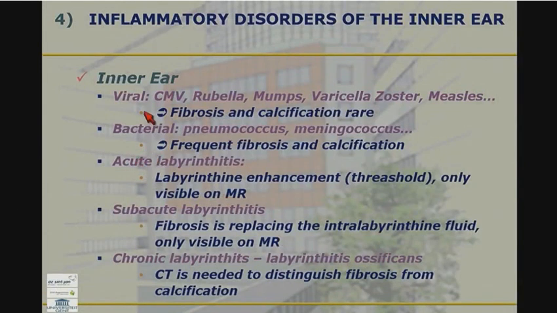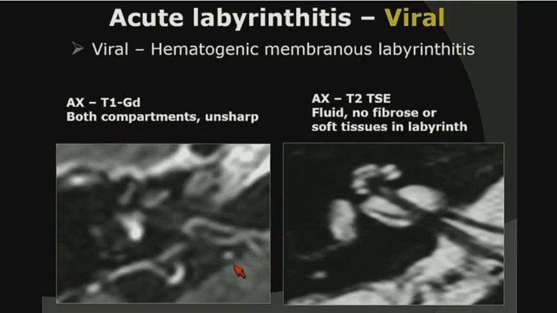If we have infections in the inner ear, they can be viral. These ones do not get fibrosis or calcifications, or they can be bacterial, pneumomeningococcus. They calcify and give fibrosis. And you have acute ones, where you have only enhancement, subacute fibrosis, and the chronic will calcify. I give you examples. Here we see the enhancement of the cochlea and the vestibule, and of course, it's fluid, gadolinium and labyrinthine fluid, so we see just fluid.